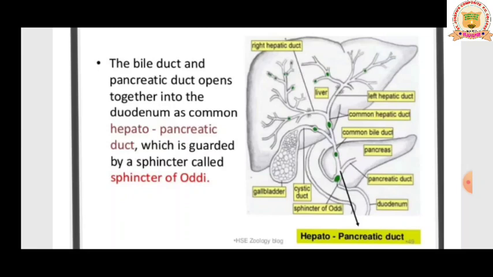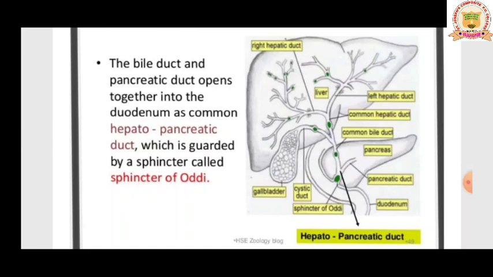The juice from the liver we call bile and the juice from the pancreas we call pancreatic juice. Both open into a single duct. We call it the hepatopancreatic duct, which is guarded by a sphincter called the sphincter of Oddi. Please do remember this. All the sphincters from the esophagus onward are very important.